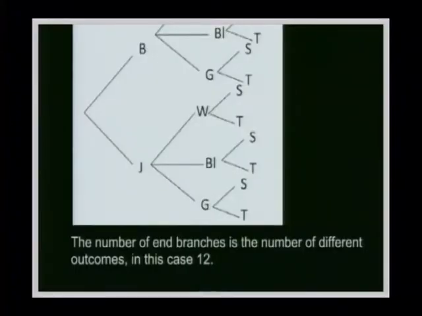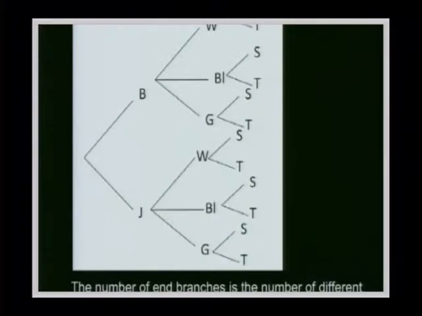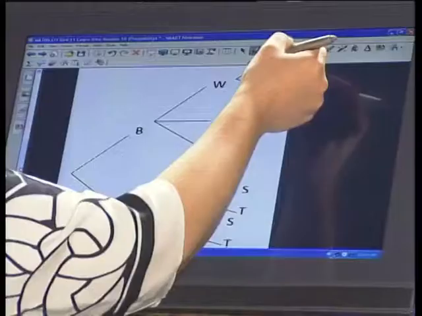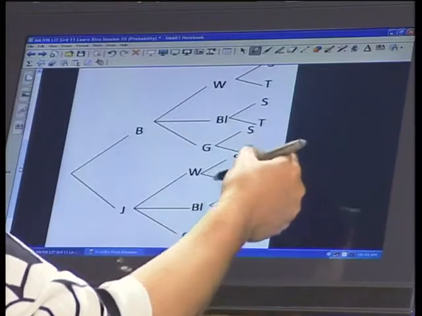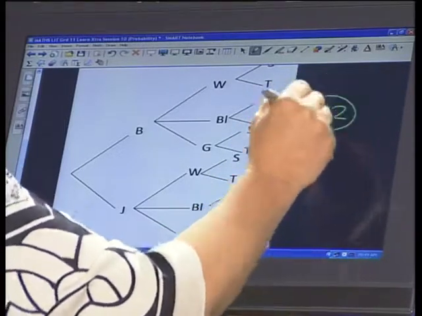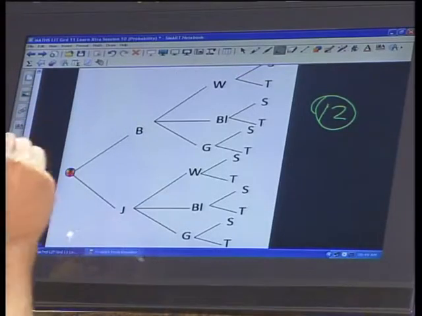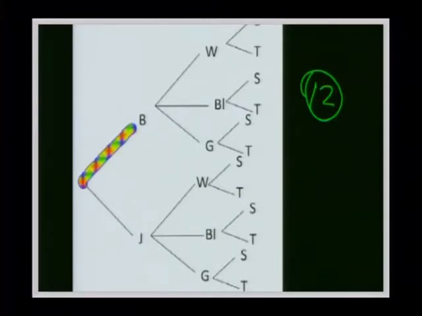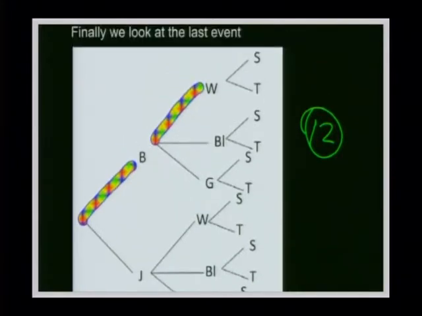Then we can count the number of different outcomes. So each one of these is actually an outcome. So I've got 1, 2, 3, 4, 5, 6, 7, 8, 9, 10, 11, 12 outcomes. To calculate what each outcome is, I suggest you use a highlighter, and start from the beginning, and highlight every part. So that is black pants, white shirt, and sandals. That's my first event. So let's just write that in. I've got black pants, white shirt, and sandals.